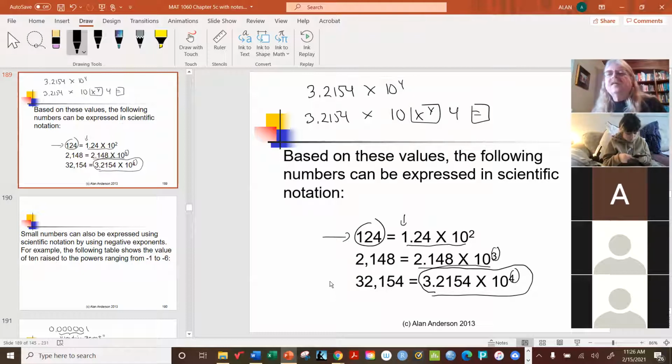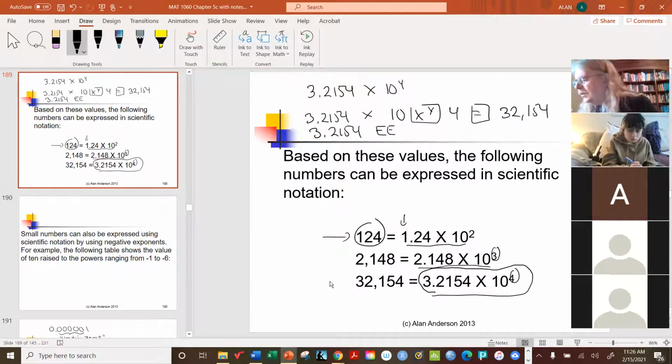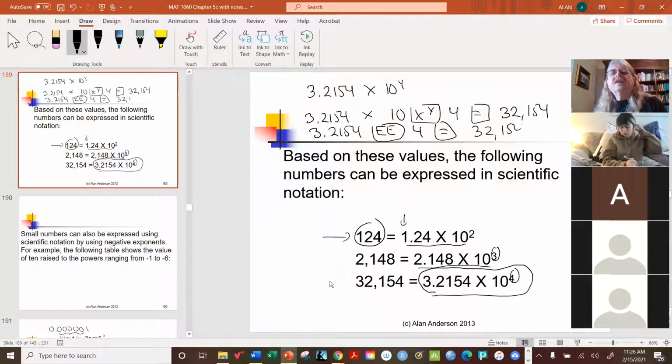But there's an even quicker way of doing this that's built into your calculator. You could write 3.2154. Now, if you look on your keyboard, next to the 1, there's a button called EE. If you type 3.2154, then EE, now put 4 equals. Guess what? It's going to give you 32,154.